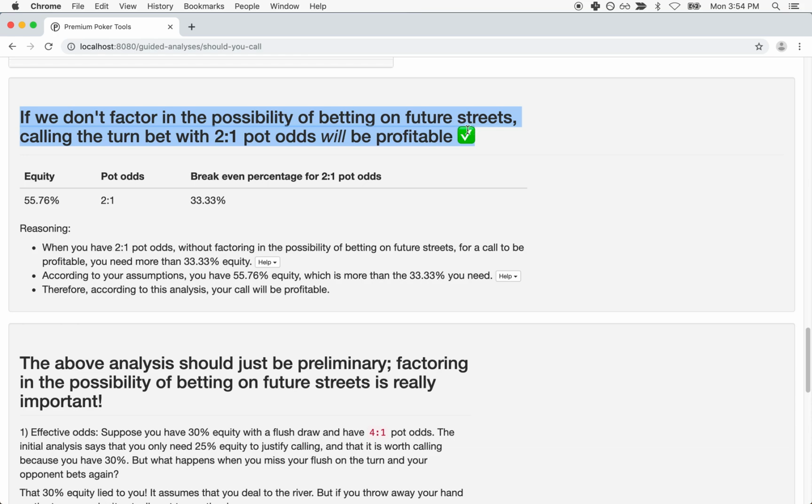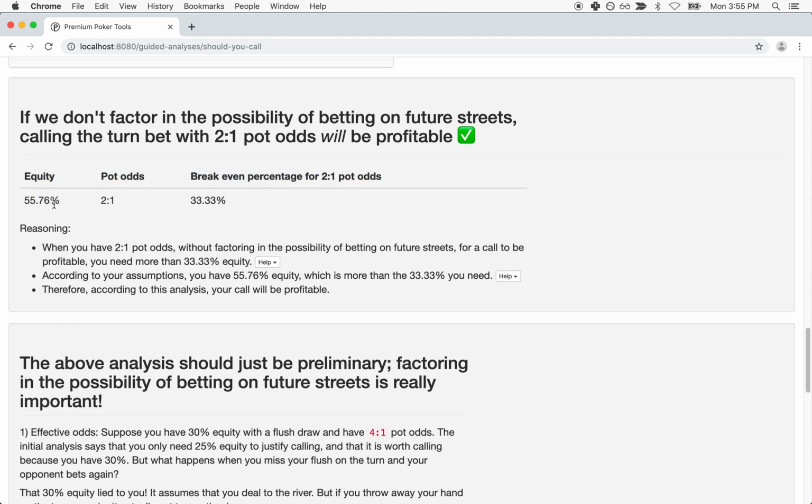If we were on the river, or if we were facing an all-in where there's no betting on future streets, with 2-to-1 pot odds, we would need 33.33% equity to break even. And I'll go into that a little in a second, but that's the math. We would need 33.3% with 2-to-1 pot odds.